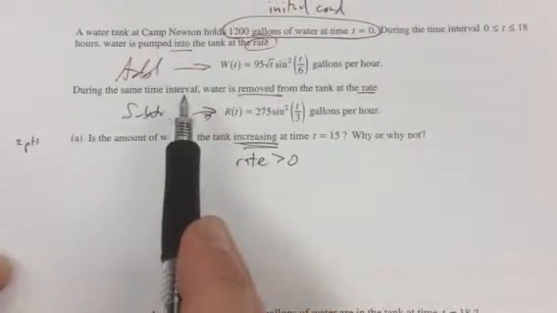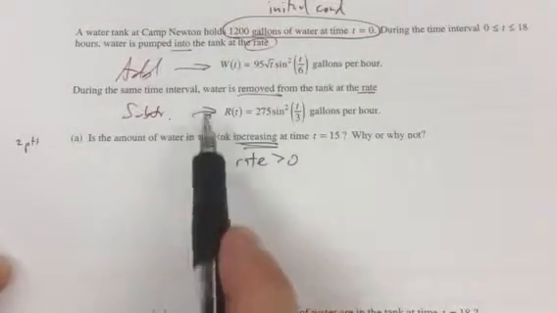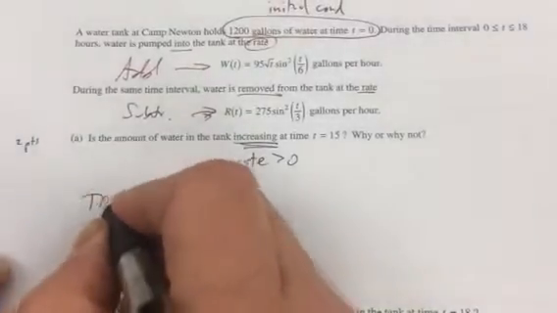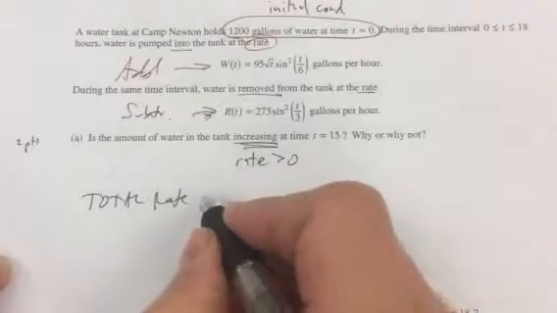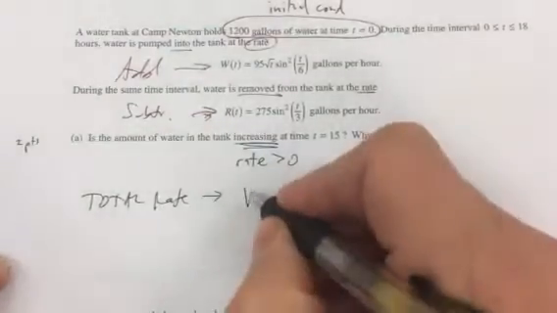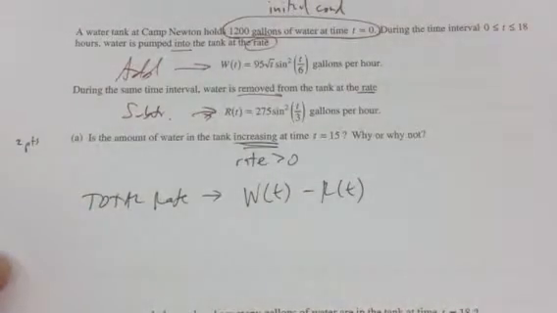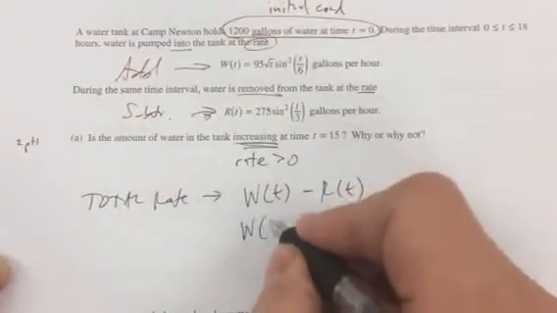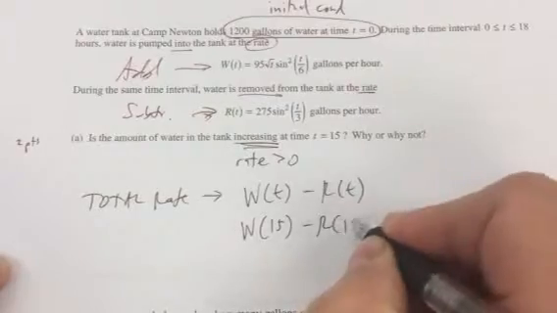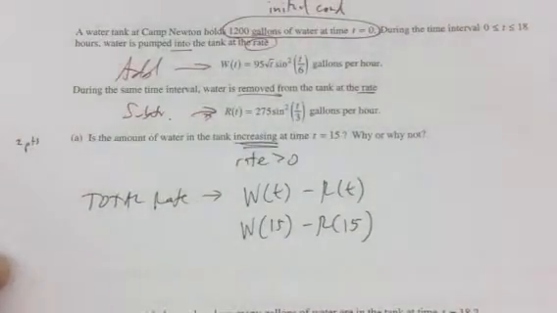Notice you are given 2 competing rates. Some water's coming in, some water's going out, so your total rate uses both. The total rate of change of water is W of t minus R of t. Some in, some out. So what we want to calculate is W at 15 minus R at 15, and check if that's greater than 0 or not.